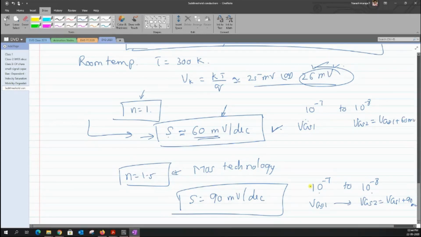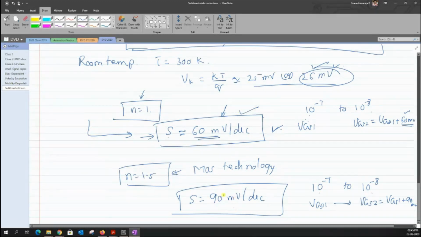Which is stepping down much faster? N equal to 1. Yes, N equals 1, because I need only 60 millivolt to reduce the current from 10 to the power minus 7 to 10 to the power minus 8. So this is actually a better option compared to this one.